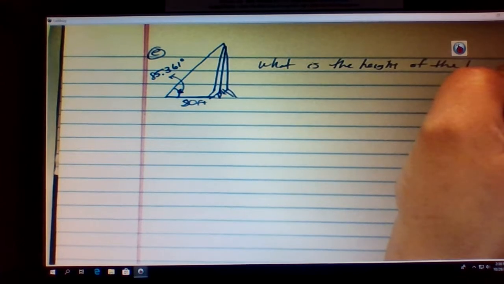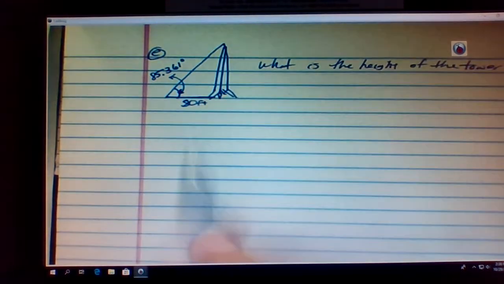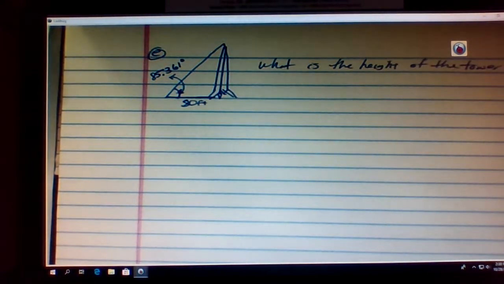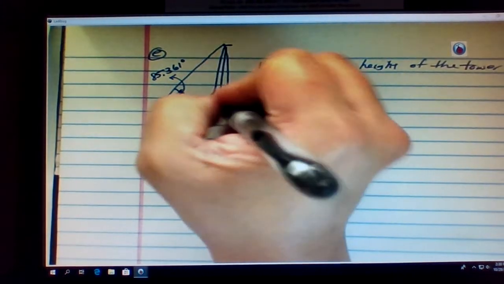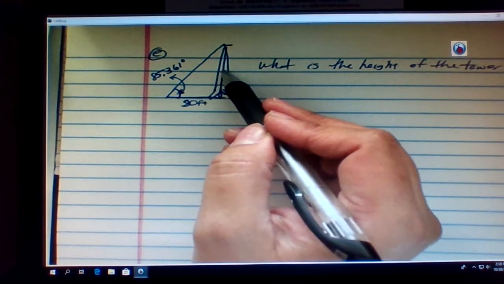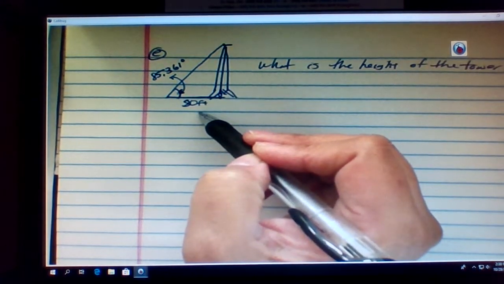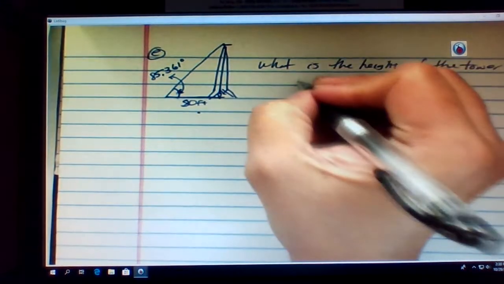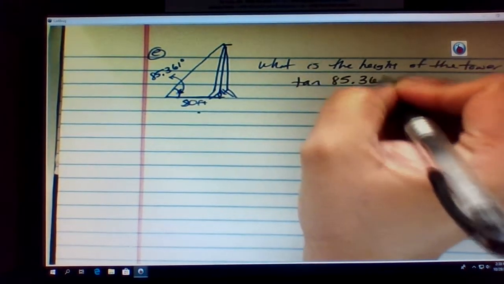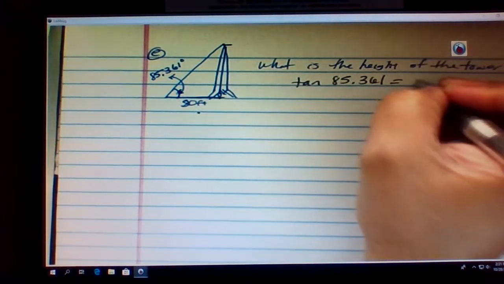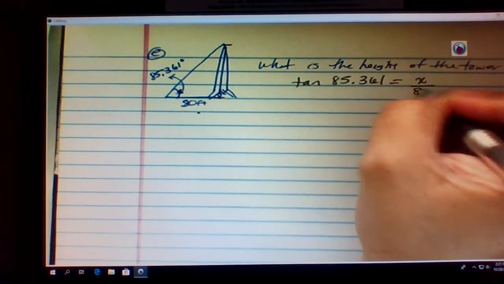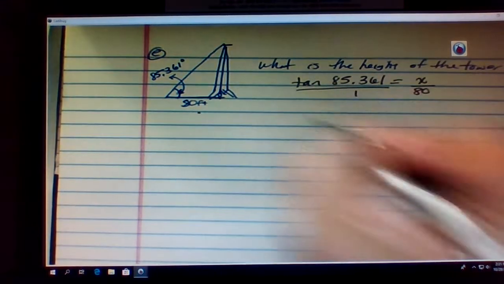So am I looking for the opposite or the hypotenuse? The opposite, because you're looking for the height from here to here. So from this angle, I'm looking for the opposite, and this is my adjacent, so I have to use which trig function? Tangent. Very good. Tangent of 85.361 equals opposite, which I don't know, so I'm just going to let that be x, over my adjacent side, which is 80.